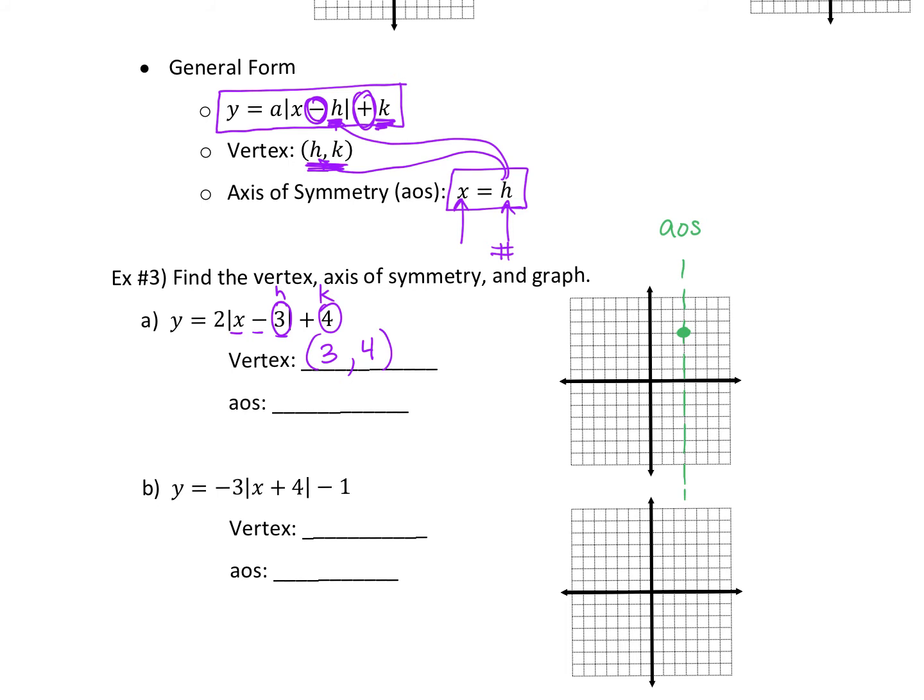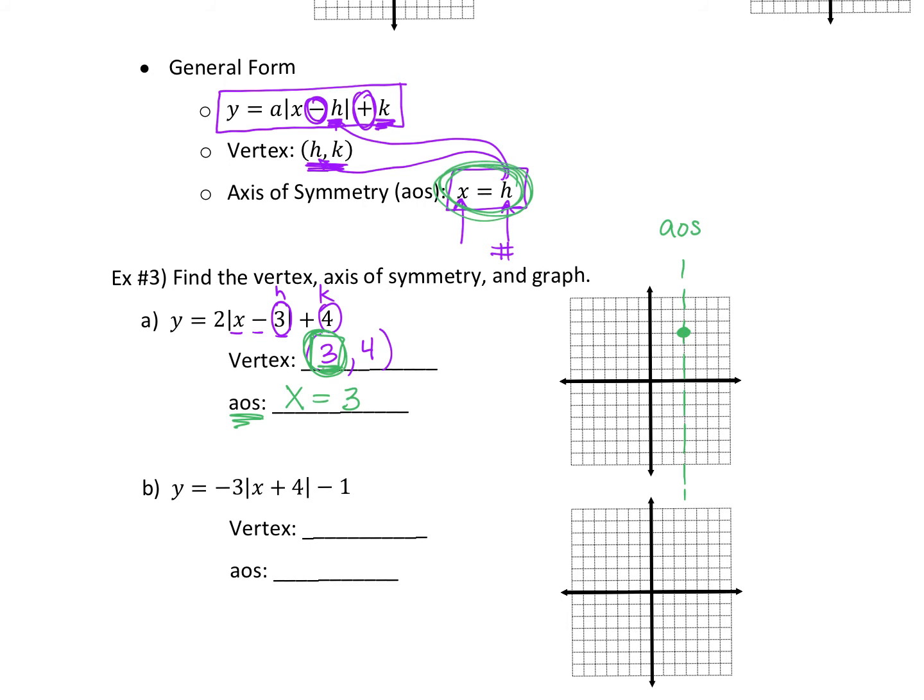Can you tell me the equation of that line? Remember, a vertical line is always x equals or y equals? X equals, okay? And what is your x value there? It's 3, right? So all you're doing for this axis of symmetry is saying, this is my x and it equals 3, right? X equals 3 is going to be that line. That's this right here. X equals h, x equals 3.